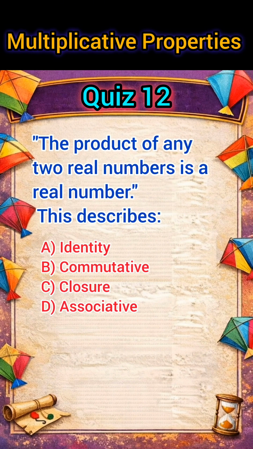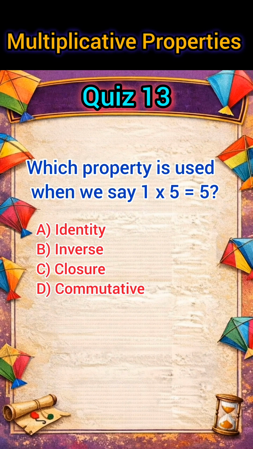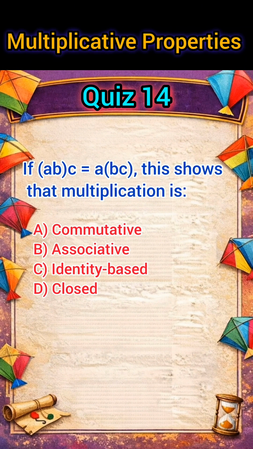12. The product of any two real numbers is a real number. This describes A. Identity. B. Commutative. C. Closure. D. Associative. 13. Which property is used when we say 1 × 5 = 5? A. Identity. B. Inverse. C. Closure. D. Commutative. 14. If (a × b) × c = a × (b × c), this shows that multiplication is A.